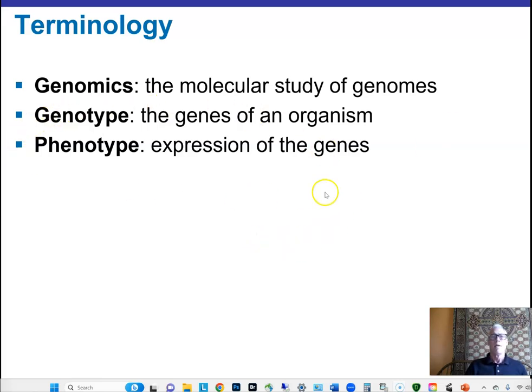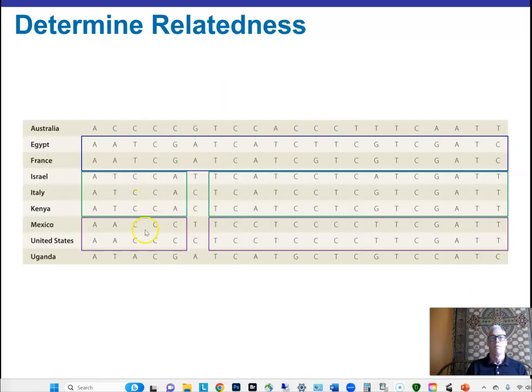Whereas phenotype is all the expressed genes. What are the properties and appearance of an organism based on which of the genes it has that are expressed? So just because the genotype is one way, it doesn't mean that the phenotype will necessarily be 100% predictable. There are other factors that can influence which genes are expressed.